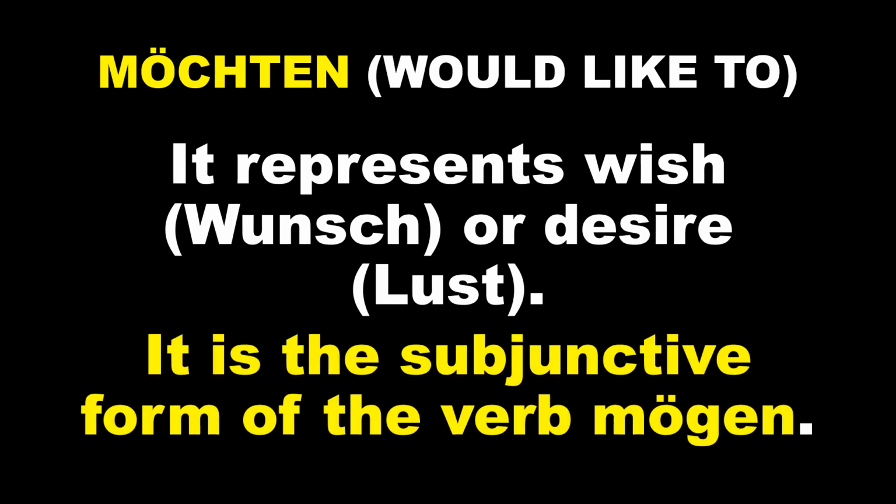Our next verb is MÖCHTEN. In English, it is would like to. In very simple words, it represents wish or desire. In German, wish is Wunsch and desire is Lust. So in a sentence where you want to express Wunsch or Lust, that is wish or desire, then you need to use the verb MÖCHTEN. It is the subjunctive form of the verb MÖGEN that we already know.